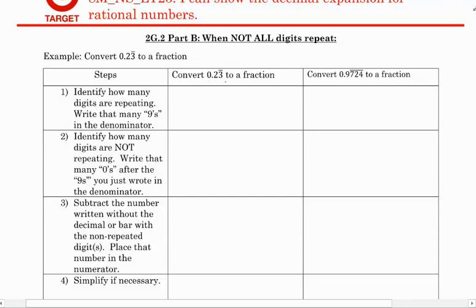And in my first example here, 0.23 repeating, so 0.233333333, I see that I have one digit that repeats. So in my denominator, I'm going to have a 9. Next, I want to identify how many digits are not repeating. So I have one digit not repeating, correct? That's the 2, not repeating. And in the denominator, I'm going to represent that as a 0. So I have one digit that repeats, one digit that does not.